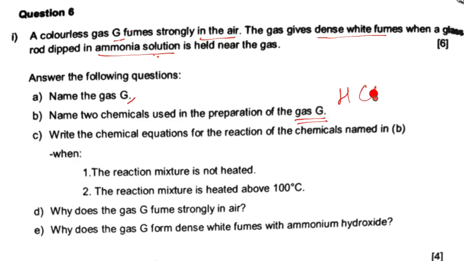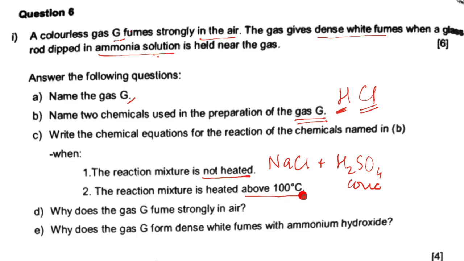So hydrogen chloride will have a chloride, that will be sodium chloride or rock salt, and this H will be supplied from concentrated H2SO4, correct? Write the chemical equations for the reaction of chemicals named in B. The reaction in chemical in B, that is, you'll have NaCl plus H2SO4, and it is concentrated. Now they are saying that it is not heated and heated above 100.